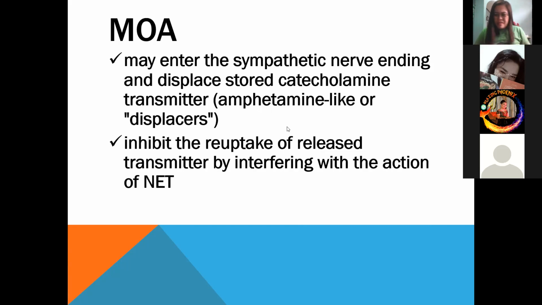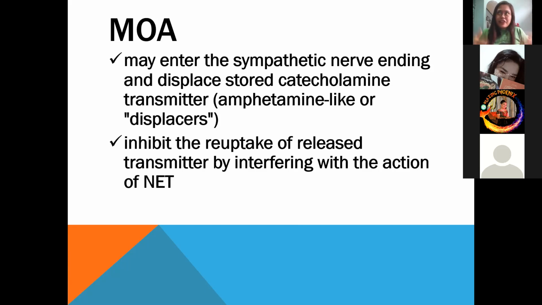So, na-mention na ako ni sa previous na slide na they have two mechanisms of action. The first one is they may enter the sympathetic nerve ending and i-displace, i-release ang stored catecholamine transmitter. So they are called displacers or mga amphetamine-like sila. Musulod sila dito sa neuron and ipagawas nila ang mga na-store nga norepi or dopa dito. Okay?